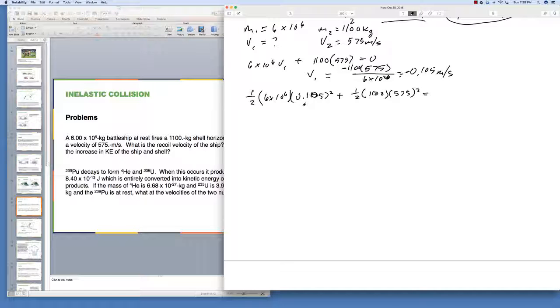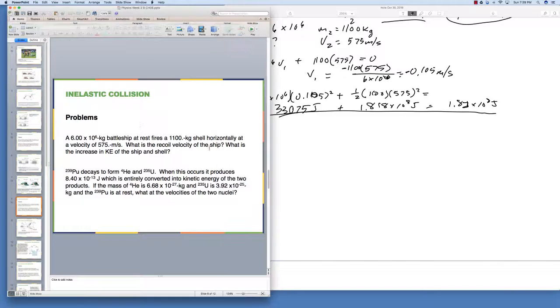And this whole business here works out to 33,075 joules. And this works out to 1.818 times 10 to the 8th joules. Now this is so much larger than this that this is negligible. So the answer is 1.81 or 2 times 10 to the 8th joules is the increase in kinetic energy when you fired the shot. Okay.